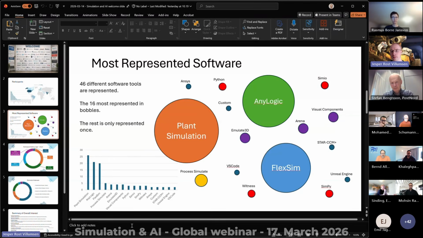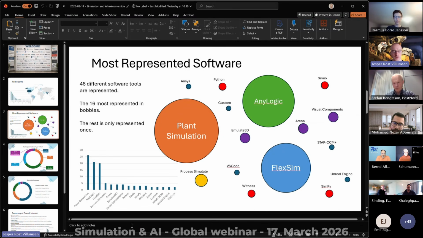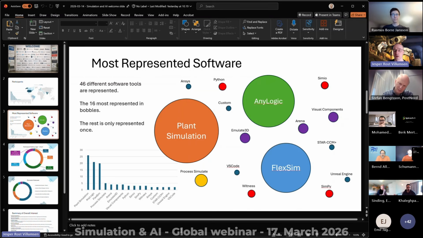A little bit about the software that we have in the field today, which is also very much showing the network and where it originates from. So Plant Simulation, AnyLogic and FlexSim are the largest contributors, but from all of you who have submitted via the survey, there are 46 different software tools represented during this meeting. So a lot of knowledge. And the 16 most interesting are in these bubbles.